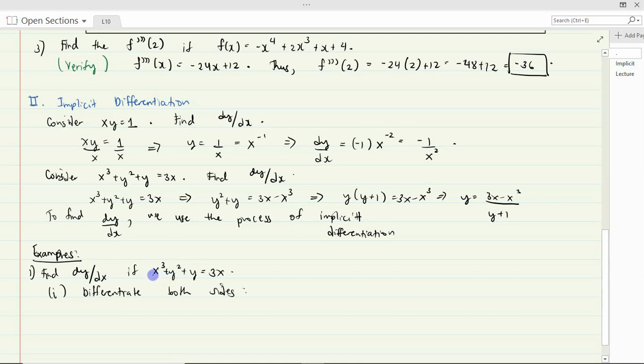Anong derivative ni x cubed? It's 3x squared plus, ano ang derivative ni y squared? Okay, so medyo weird ito, no? Bakit may y? Ganito lang, isipin nyo, huwag nyo muna isipin na y ito. Isipin nyo parang x lang siya. Okay, anong derivative ni x squared? It's 2x. So you write here 2, pero instead of x, y.